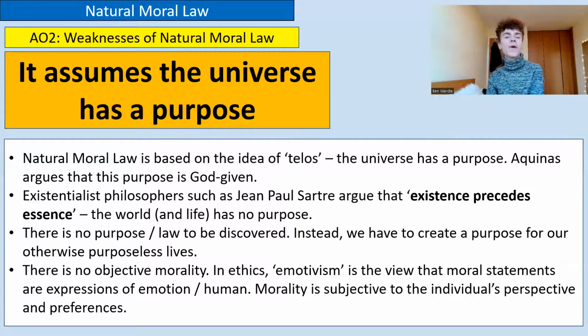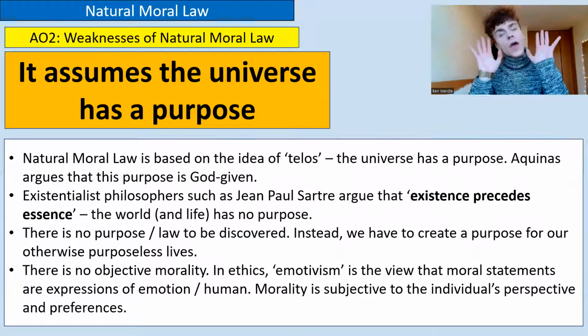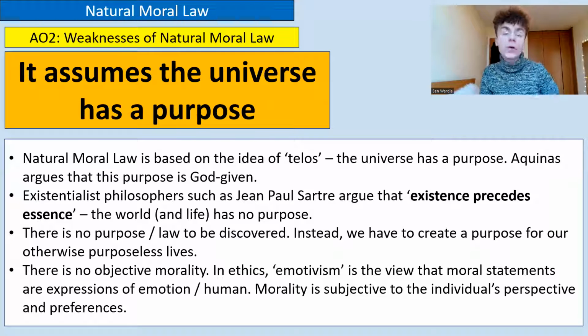However, we do need to know a few weaknesses. So one of the best ones, I think, is that it assumes the universe has a purpose. Remember, we started today, it feels like 10 hours ago, by talking about Aristotle and his idea of telos and how that influenced Aquinas. So natural moral law is based on the idea of telos, isn't it? The idea the universe has a purpose. And Aquinas then took Aristotle's work and said that purpose is God-given.